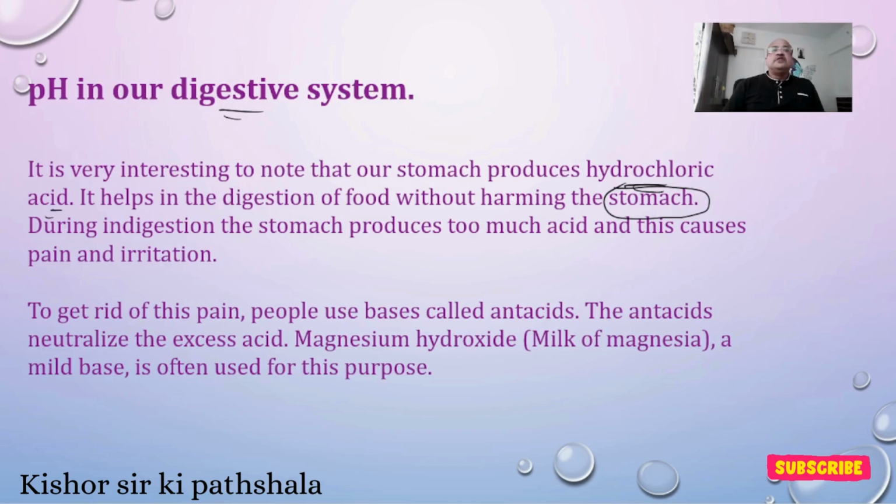Sometimes during indigestion, the stomach produces too much acid, which can cause pain and irritation. To get rid of this pain, people use antacid. Many times you might have also used antacid. What is the job of antacid? It neutralizes the excess acid. Magnesium hydroxide, that is the milk of magnesia, is a mild base which is often used for this neutralization.